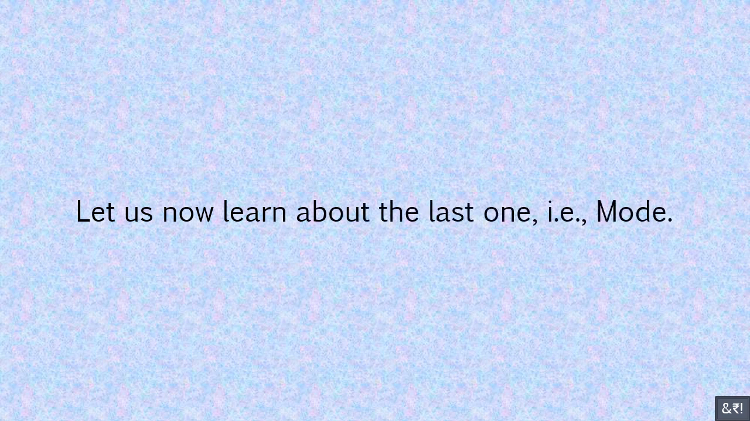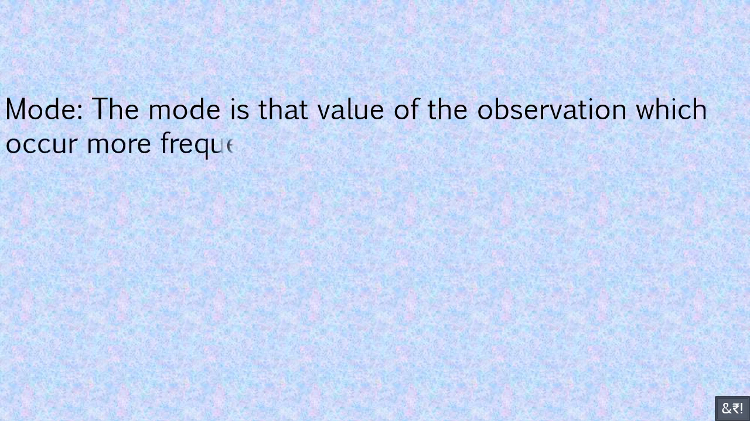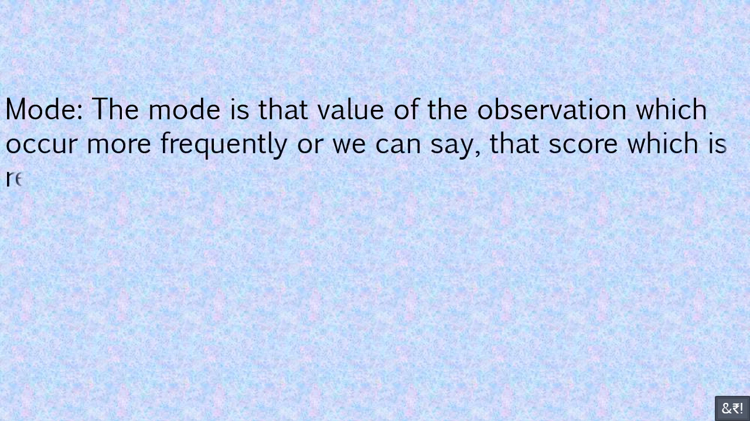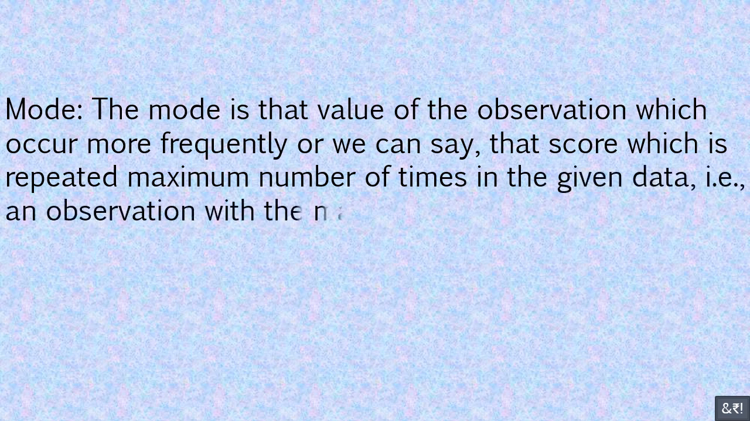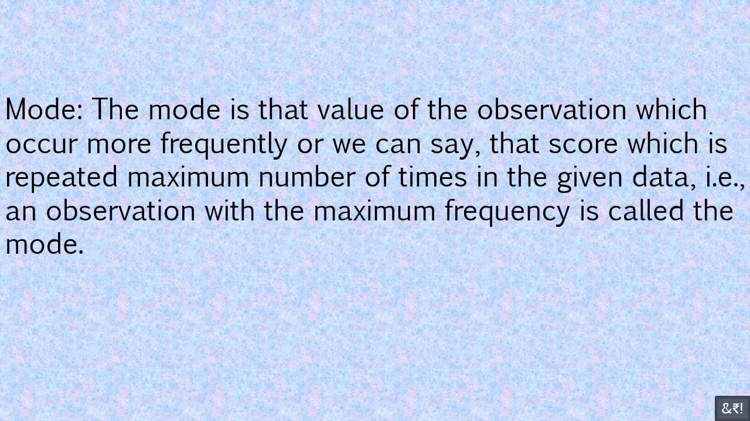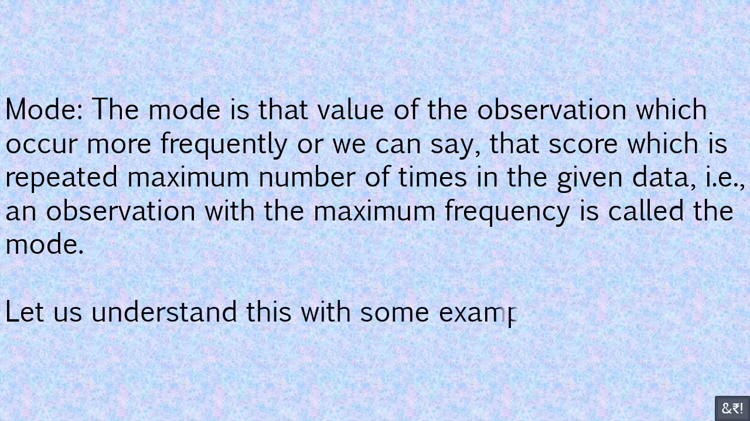Let us now learn about the last one, that is, mode. The mode is that value of the observation which occurs more frequently, or we can say, that score which is repeated maximum number of times in the given data. That is, an observation with the maximum frequency is called the mode. Let us understand this with some examples.